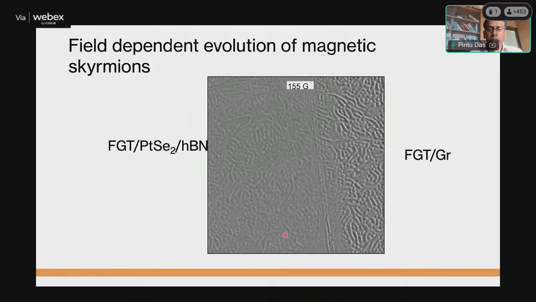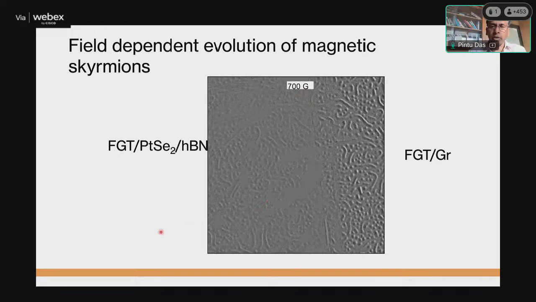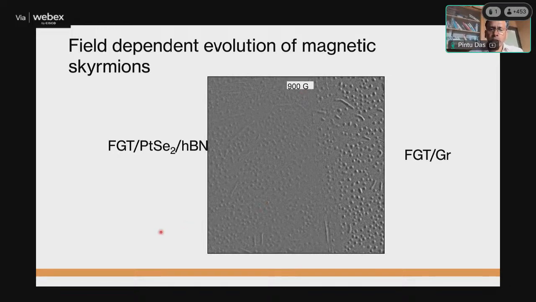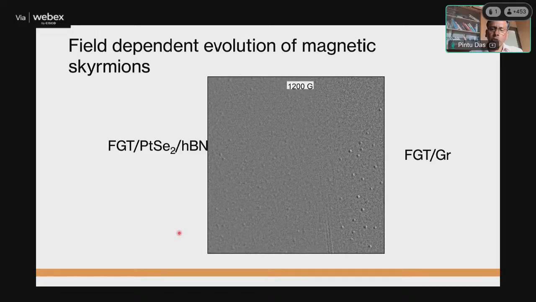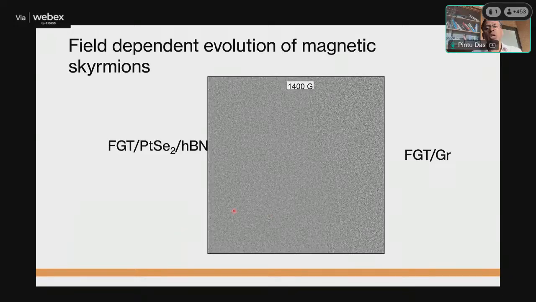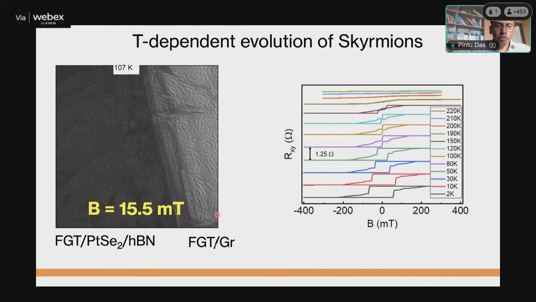We have fabricated a sample with both platinum ditelluride and graphene covered regions. One side is graphene, this side is platinum ditelluride, with iron germanium telluride at the bottom. We have measured as a function of field. If you can see the video, you can see how the skyrmion evolves. Now it is at saturation at 1400 millitesla. Is the video visible? Yes, sir, it is playing. Okay, so let me then, oops.